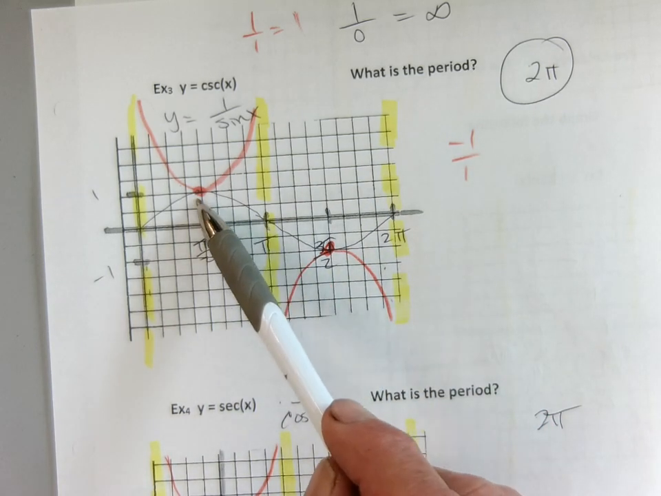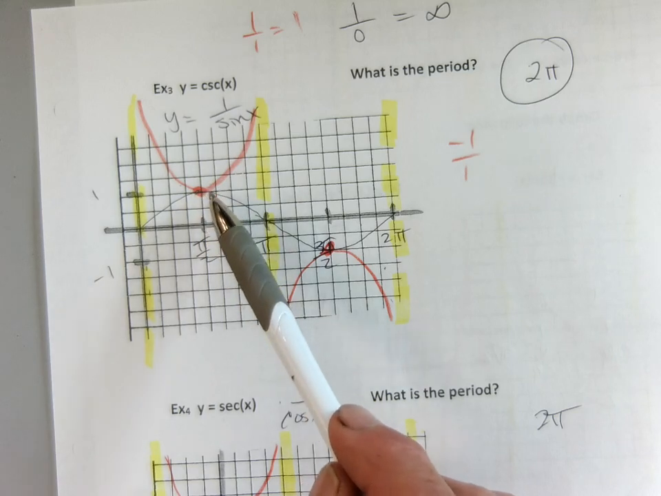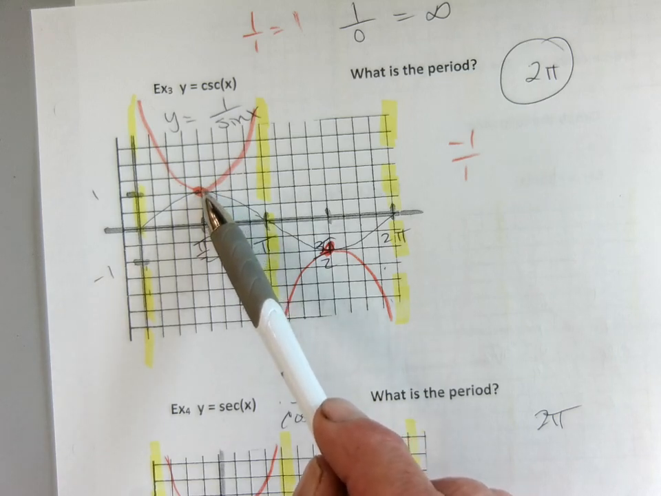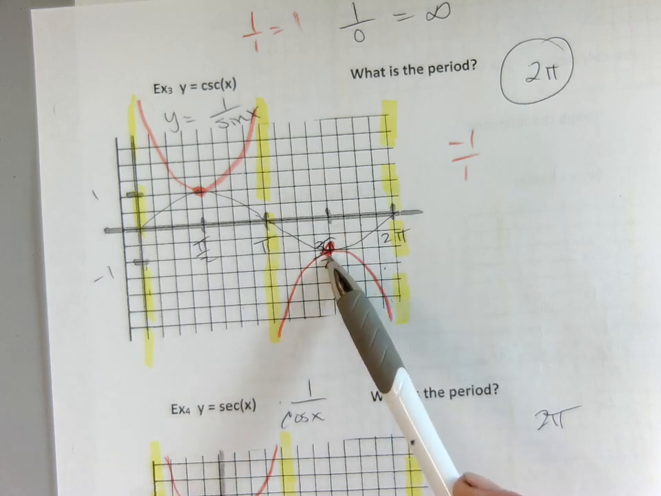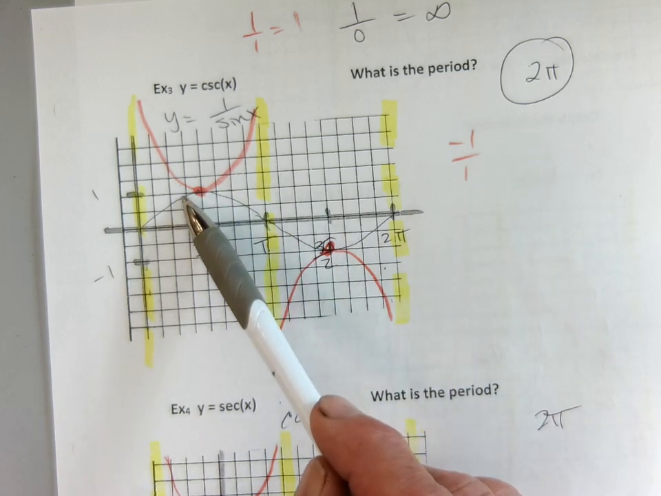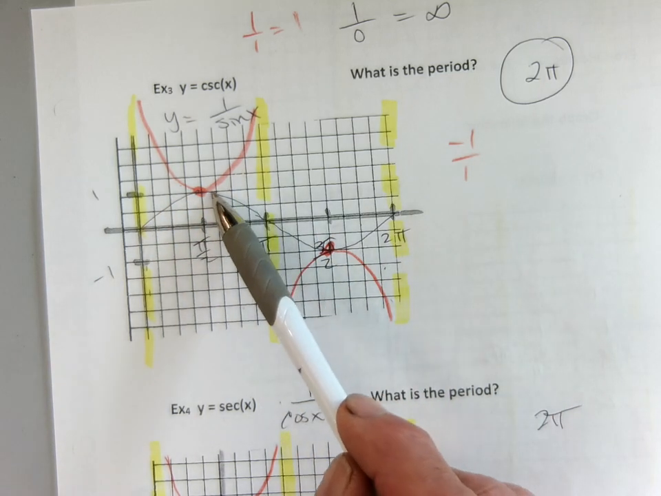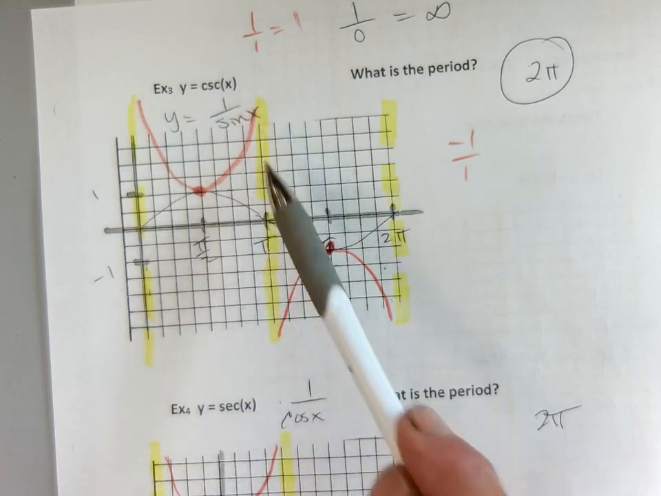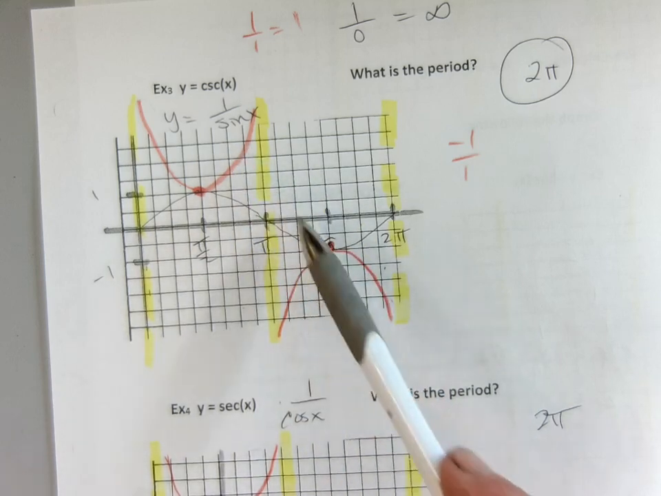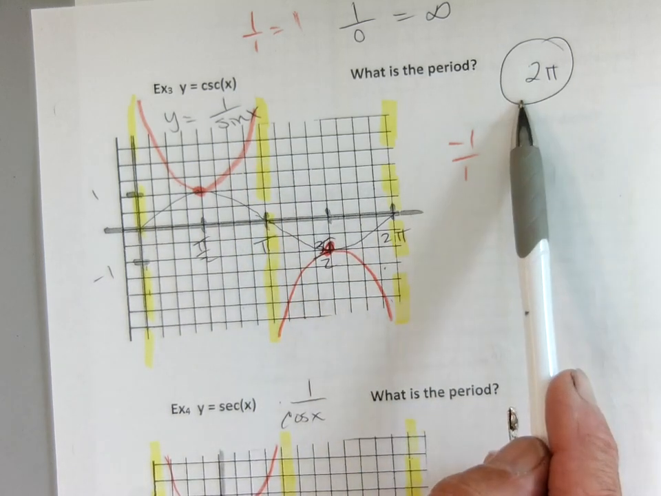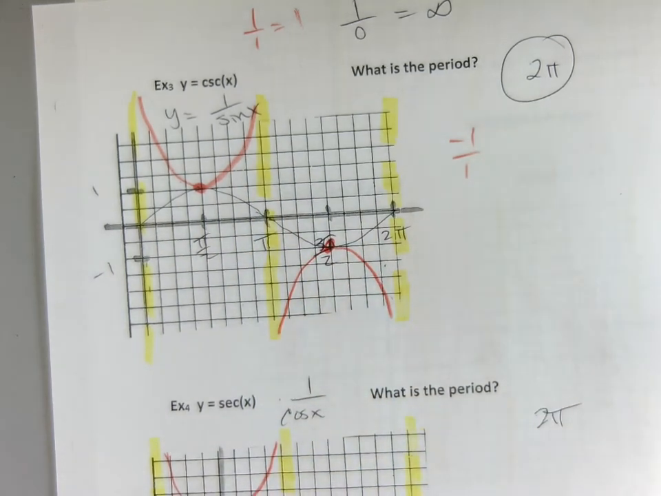Now, for the cosecant, we know that sine is 1 here at pi halves, so 1 over 1 is still 1. And here at 3 pi halves, the sine function is negative 1, so 1 over negative 1 is negative 1. Now, when sine gets small, its reciprocal, cosecant, gets big. So these are the two paired graphs that make cosecant. Its period is 2 pi.